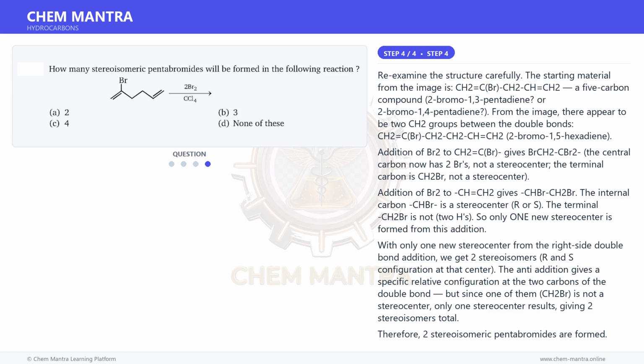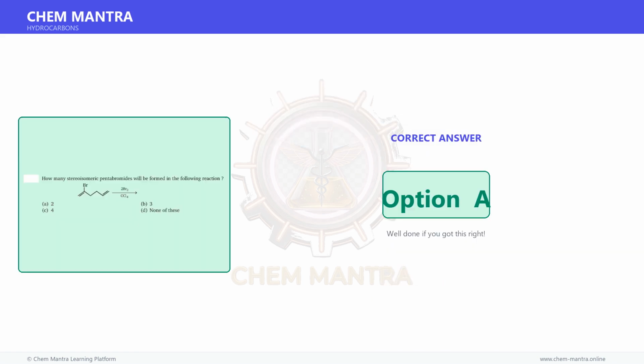Options B, C, D are incorrect because there is only one true stereocenter generated in the product, yielding exactly 2 stereoisomers. Therefore, the correct answer is A. Therefore, the correct answer is option A.